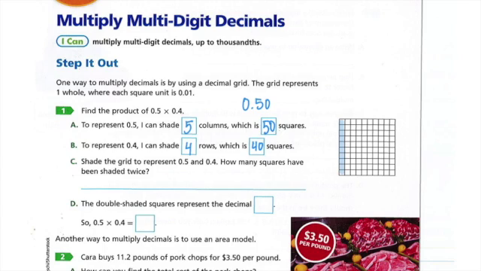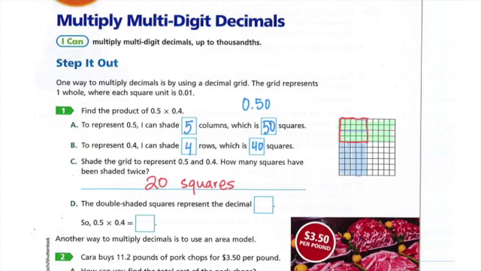So 1, 2, 3, 4, 5. 1, 2, 3, 4. So when you shade for multiplication, you go up and down, vertical for the first number and horizontal for the second number. And then it says how many squares have been shaded twice. So the ones that we count are the ones that have the overlap. So these ones. And 20 squares have been shaded twice.